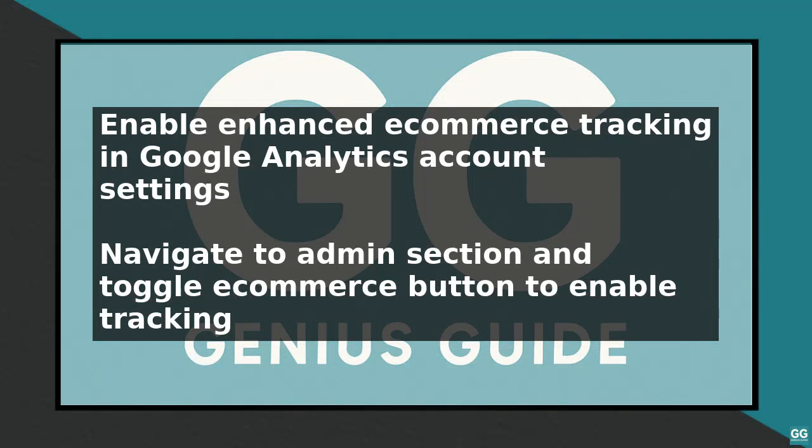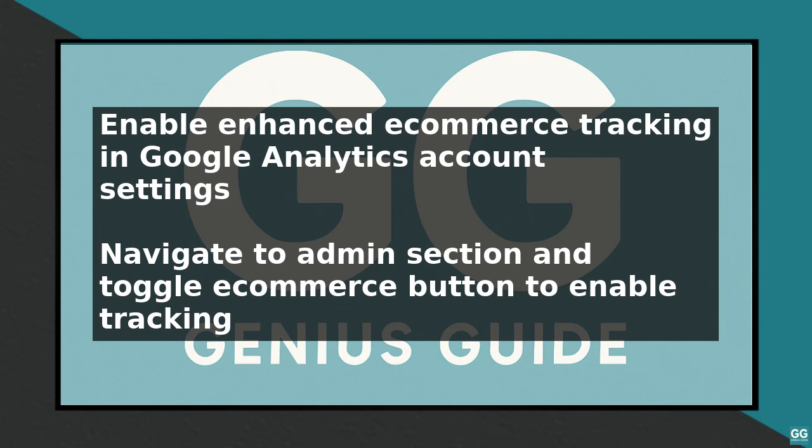To report on Google Analytics Enhanced E-commerce, start by ensuring that Enhanced E-commerce tracking is enabled in your Google Analytics account. This feature provides detailed insights into your website's e-commerce performance, allowing you to make data-driven decisions. First, navigate to the admin section of your Google Analytics account and select the view for which you want to enable Enhanced E-commerce. Click on E-commerce settings and toggle the button to enable Enhanced E-commerce.